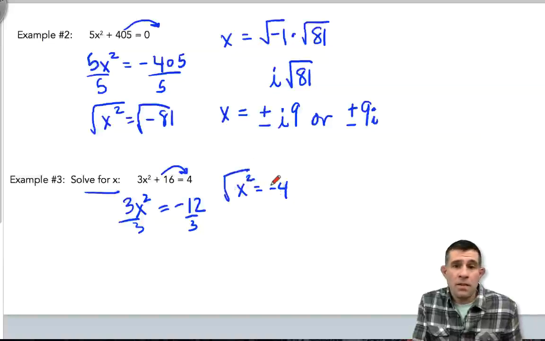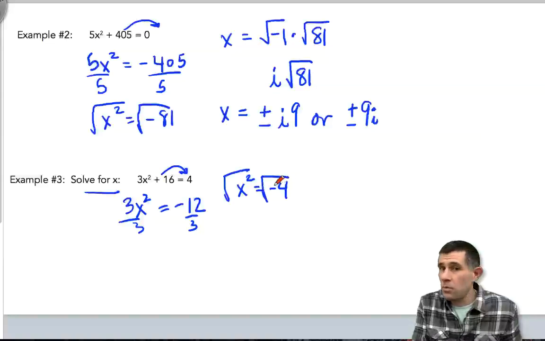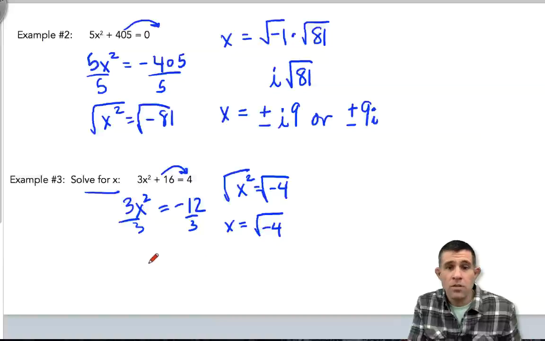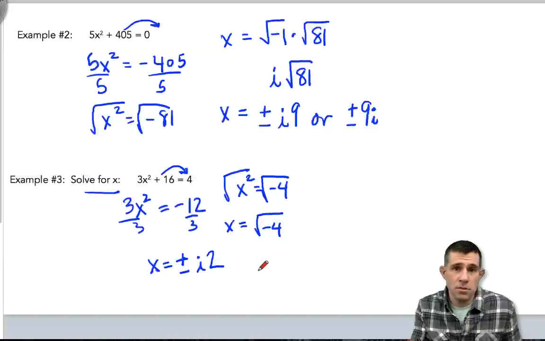Again, now I see that if I'm going to solve for x, I got to take the square root of both sides. So x is equal to the square root of negative 4, which again, I have a negative under a radical. So my two solutions are going to involve i. So it's going to be both the plus and minus i times the square root of 4, which is 2. So both positive 2i and negative 2i are my solutions.